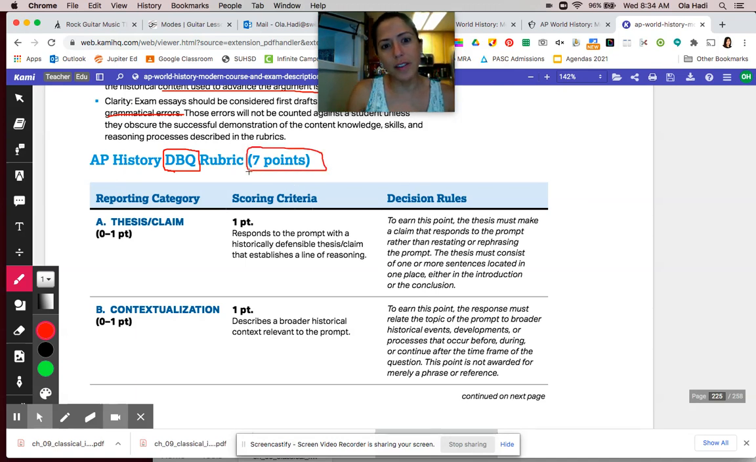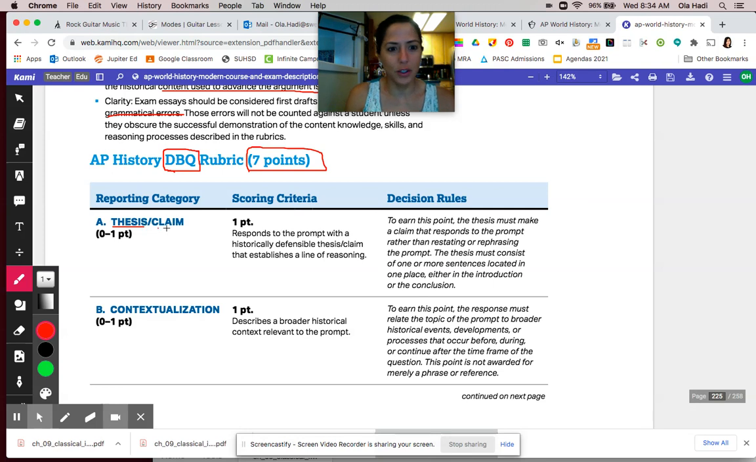So this is 7 points, but that 7 points is part of an overall larger plan for how they're going to give you points and how they're going to score your essay. So don't worry so much about the 7 points, but you do want to get all 7 or as many of these points as you can, but that number will be transformed as they do your grading to figure out if you get a 1, 2, 3, 4, or 5 on the overall exam. So the first point you want to get is called the thesis.